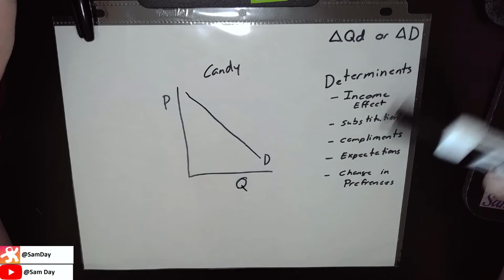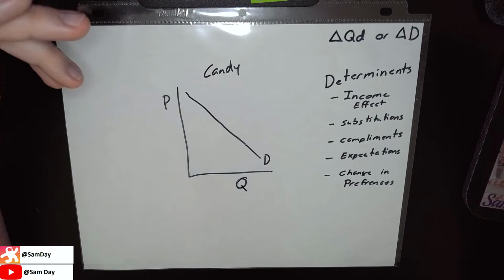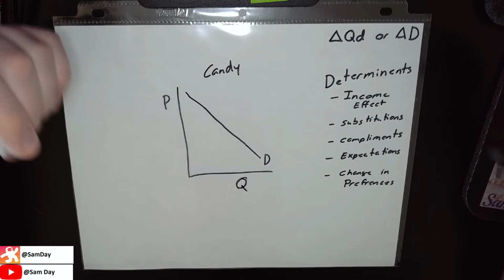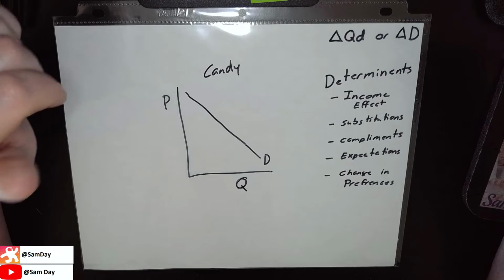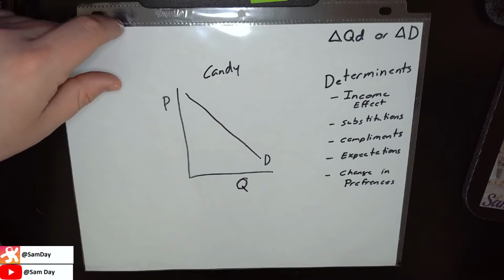Okay, so what we're going to do is we're going to just practice with some demand. And we're just going to go through a couple scenarios, and then we're going to show how to graph these scenarios based on whether it be quantity demand or whatever. So, first, let's look at candy.